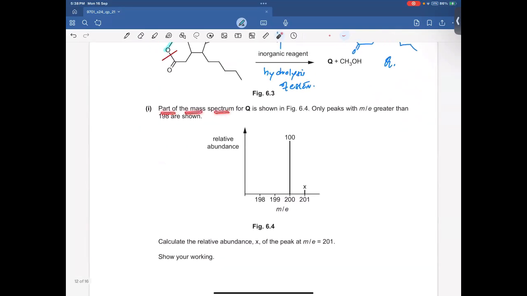Part of the mass spectrum of Q is shown in figure 6.4. Only peaks with m/e greater than 198 are shown. First of all, it's 100% abundance. That means this is the molecular ion peak, because it gives the information about the molecular mass of the compound. So molecular mass is going to be 200 for this Q. And this is going to be the M plus 1 peak.